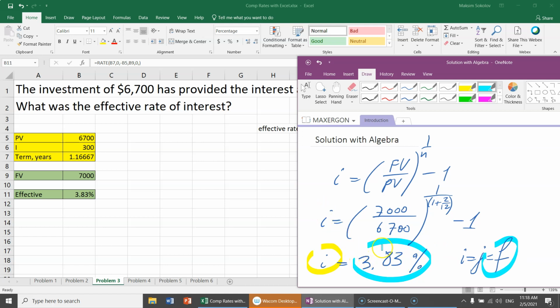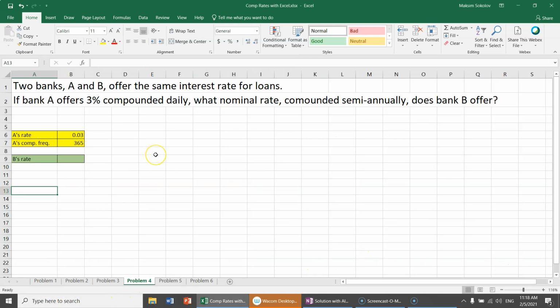Now let's consider another problem. 2 banks, A and B, offer the same amount of interest rate for loans. If Bank A offers 3% compounded daily, what nominal rate compounded semi-annually does Bank B offer? Here we need to find an equivalent rate. So we need to find the rate compounded semi-annually, which is equivalent to 3% compounded daily.